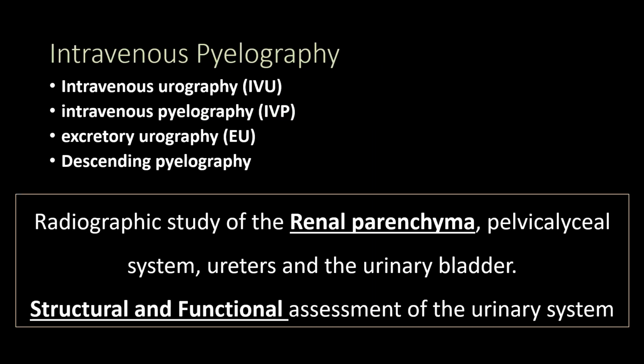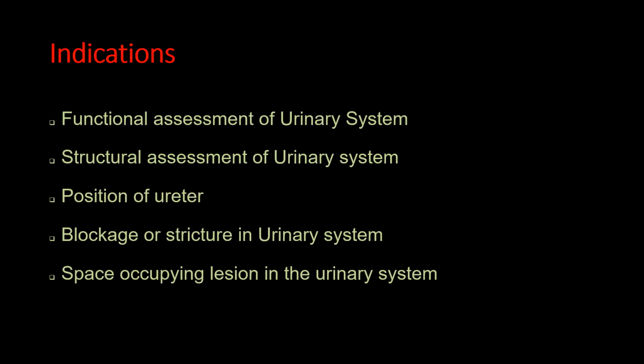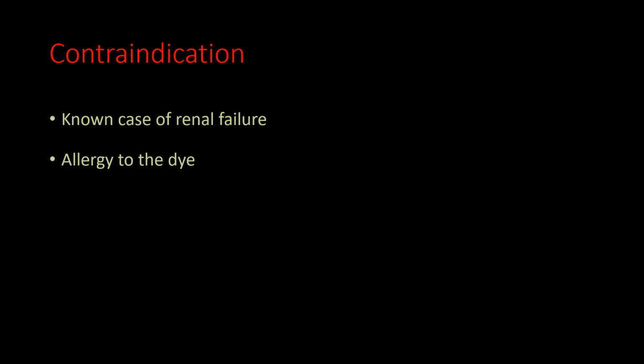First is the intravenous pylography, that is also known as descending pylography. It is a radiological study of renal parenchyma, pelvic calyceal system, ureter, and urinary bladder. Intravenous pylography is generally done for structural and functional assessment of the urinary system. It is contraindicated in case of renal failure and allergy to the dye.